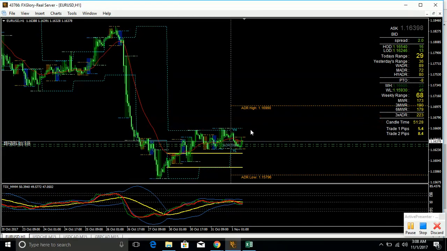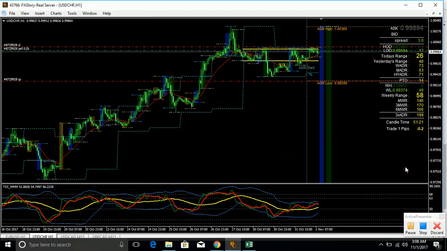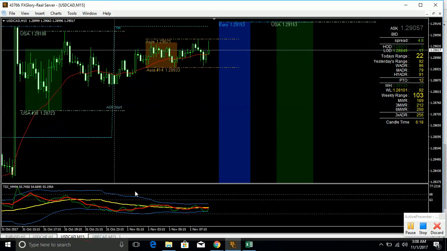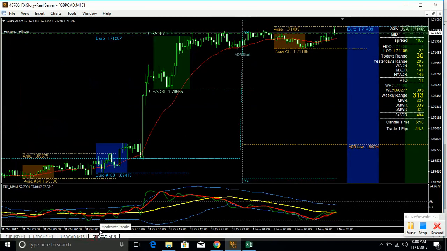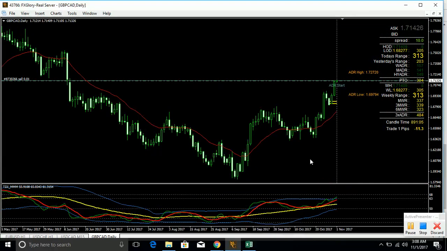Today we got quite a few trades running on the Forex side of things. Okay, I'm gonna go ahead and explain why I took this trade on the pound CAD. Looking at it from a daily point of view.